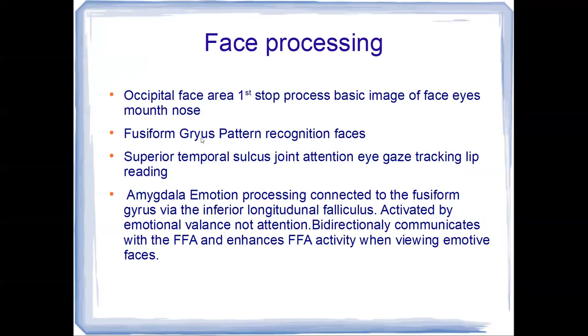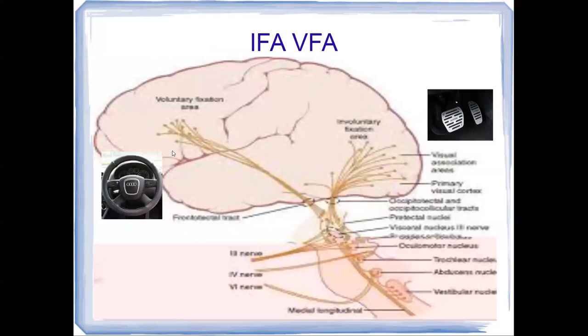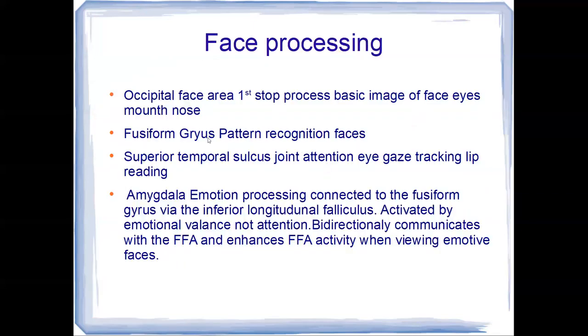The next area that's really important in facial processing is the fusiform gyrus, and it is very largely a pattern recognition area. It's involved in recognizing patterns and schemas of faces. The superior temporal sulcus that you saw, which was kind of right in the temporal parietal junction that was mentioned in the theory of mind presentation. This area is very important in joint attention, eye gaze, and lip reading.